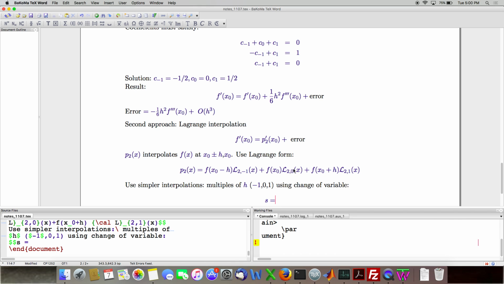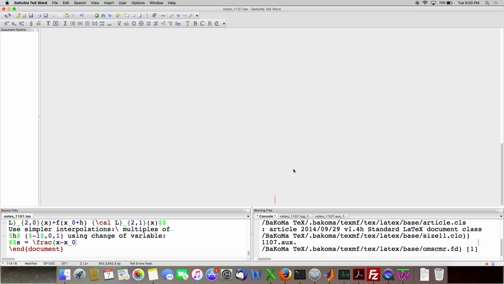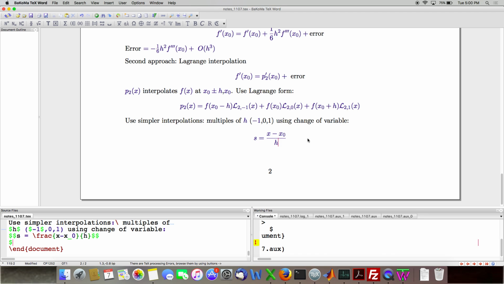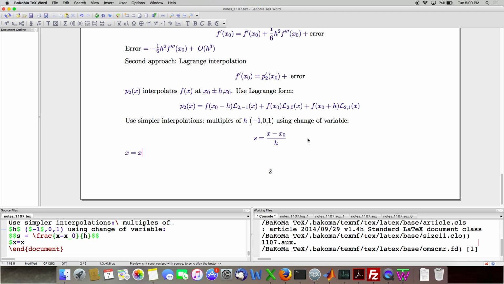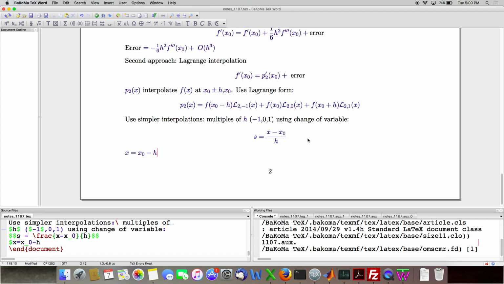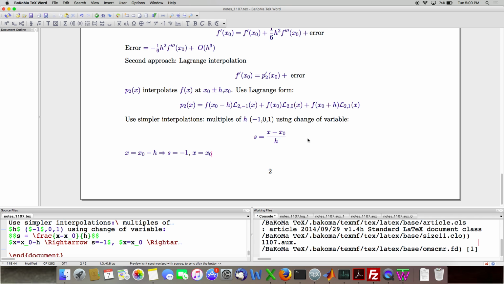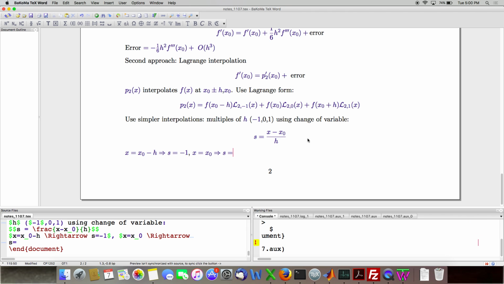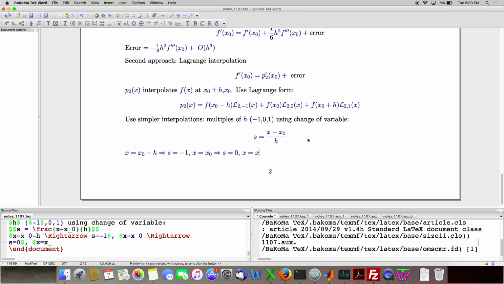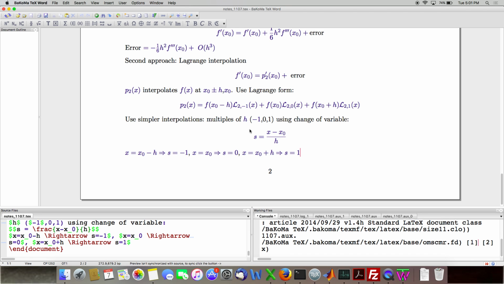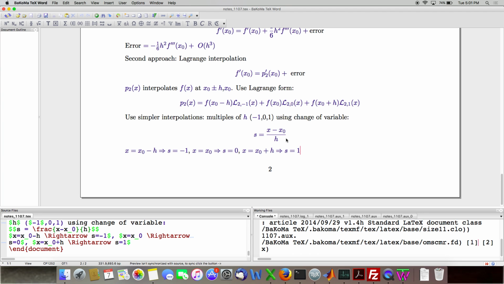s is my new variable. It's x minus x naught divided by h. So if x is equal to x naught minus h, that gives me s is equal to minus 1. x equals x naught gives me s equals 0. And finally, x equals x naught plus h gives s equals 1. So in other words, I'm extracting from x whatever multiple of h it is away from x naught.